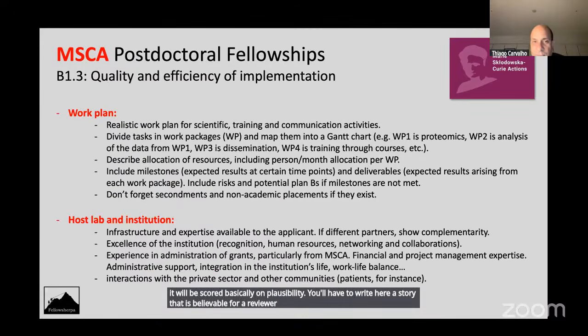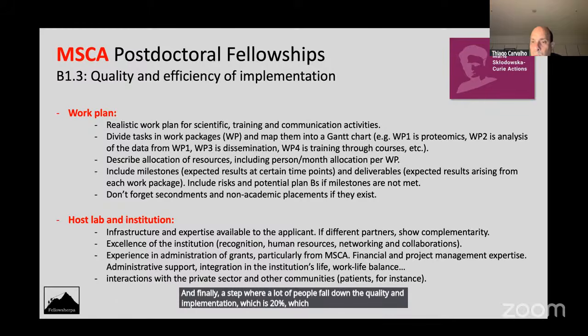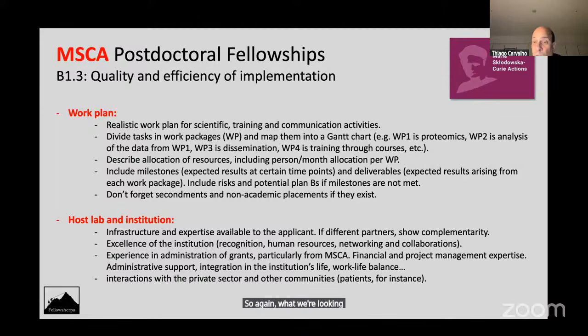And finally, a step where a lot of people fall down, the quality of an implementation, which is 20%, which is a detailed work plan. All of you, if you're in this seminar, you've probably spent a lot of time in the lab, so you know that unexpected things should be expected all the time. So again, what we're looking at here is plausibility.